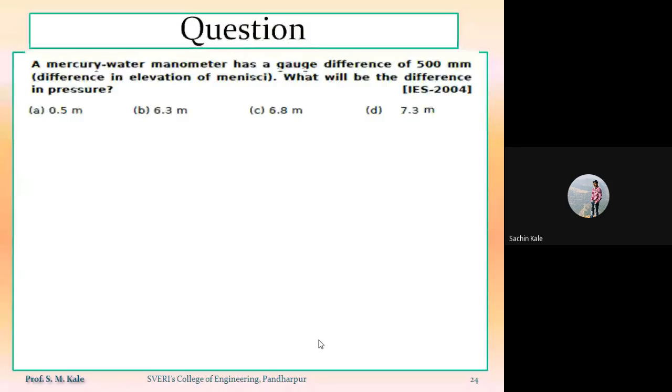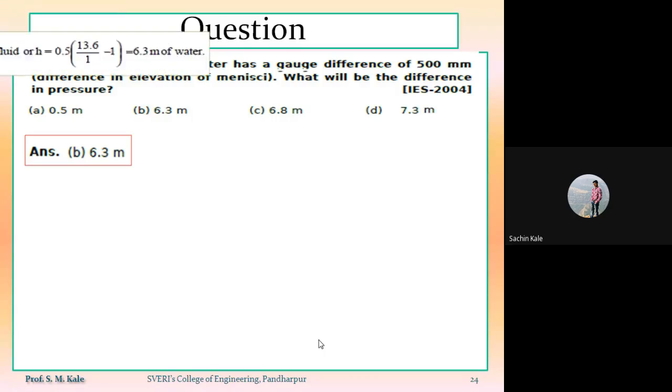And we know the formula for h. h is equal to x into the ratio of manometric fluid and water. The manometric fluid is heavier than the fluid which is passing through the pipe. So h is equal to x into the specific gravity of the heavier fluid divided by the specific gravity of the liquid passing through the pipe, minus 1. So option B is the correct answer. Are you getting? Option B will be the correct answer.